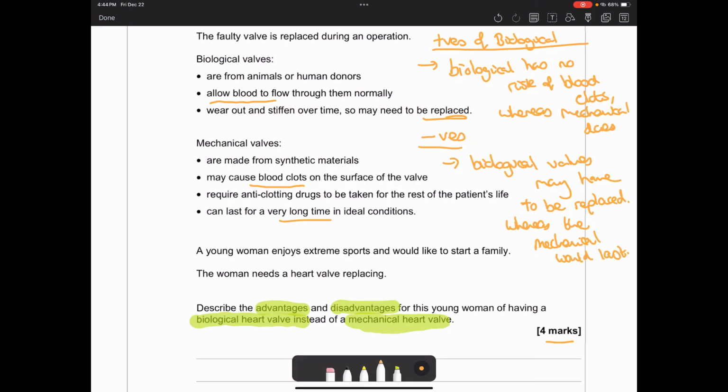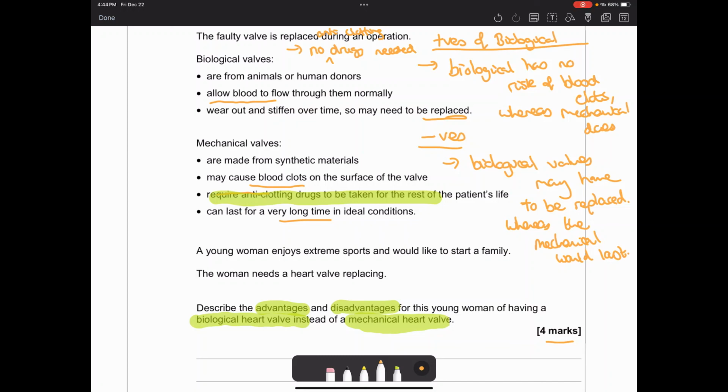Okay, then I would look at some of the disadvantages of mechanical heart valves, where you could say it requires anti-clotting drugs to be taken for the rest of the patient's life. So therefore another advantage of biological is that there would be no anti-clotting drugs needed for the rest of the life, but you would need them with a mechanical heart valve.